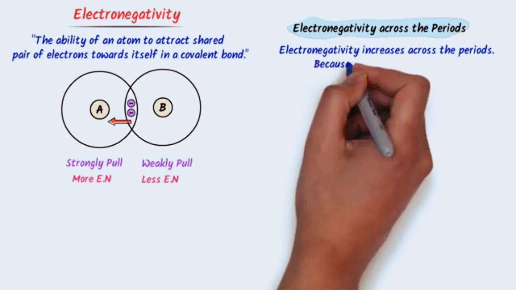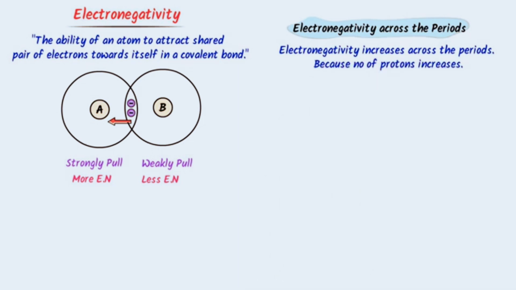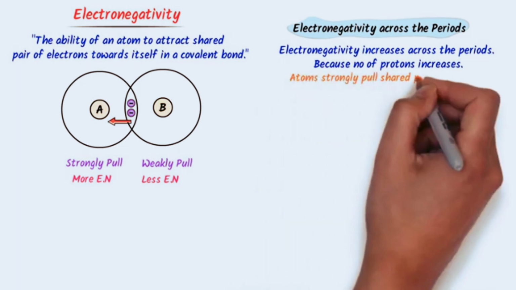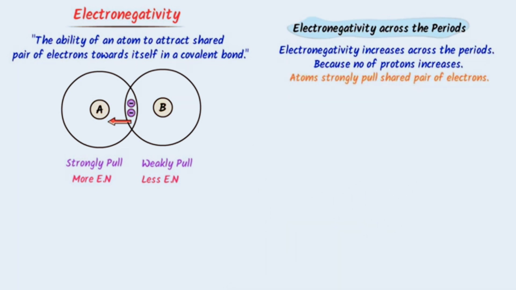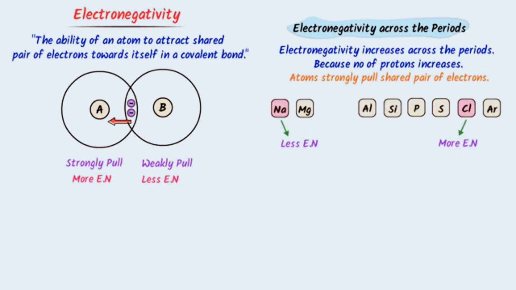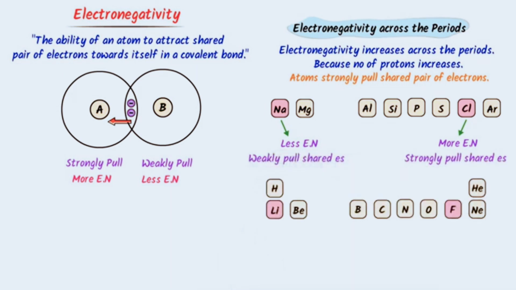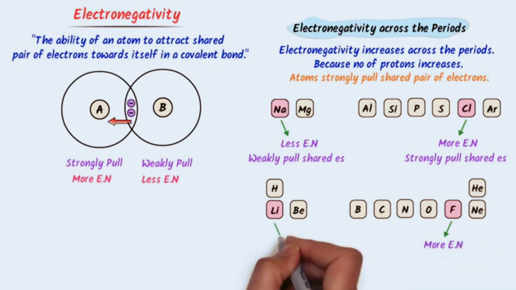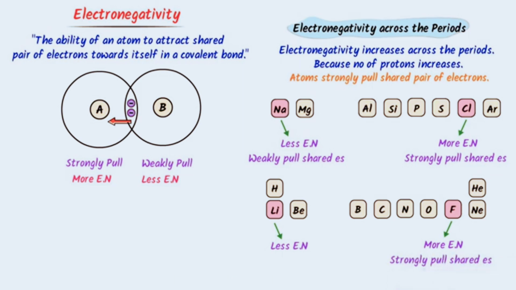It is because the number of protons increases and the size of atoms decreases, due to which the atom strongly pulls the shared pair of electrons. For example, in the 3rd period, chlorine is more electronegative than sodium. It is because chlorine has smaller size and sodium has larger size. While in the 2nd period, fluorine is more electronegative than lithium because fluorine has smaller size and it easily pulls the shared pair of electrons, while lithium has larger size and it cannot pull the shared pair of electrons. Therefore, we say that electronegativity increases from left to right across the period.